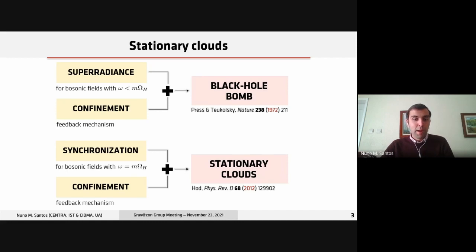However, a non-vanishing bare mass is not always mandatory. The trapping of the field can be obtained when the field is massless, as long as its effective mass is non-zero. For instance, as we'll see in a bit, a massless bosonic field interacting with a black hole immersed in a magnetic field is also likely to form these bound states, these stationary clouds, because the magnetic field confines the field to the vicinity of the black hole.